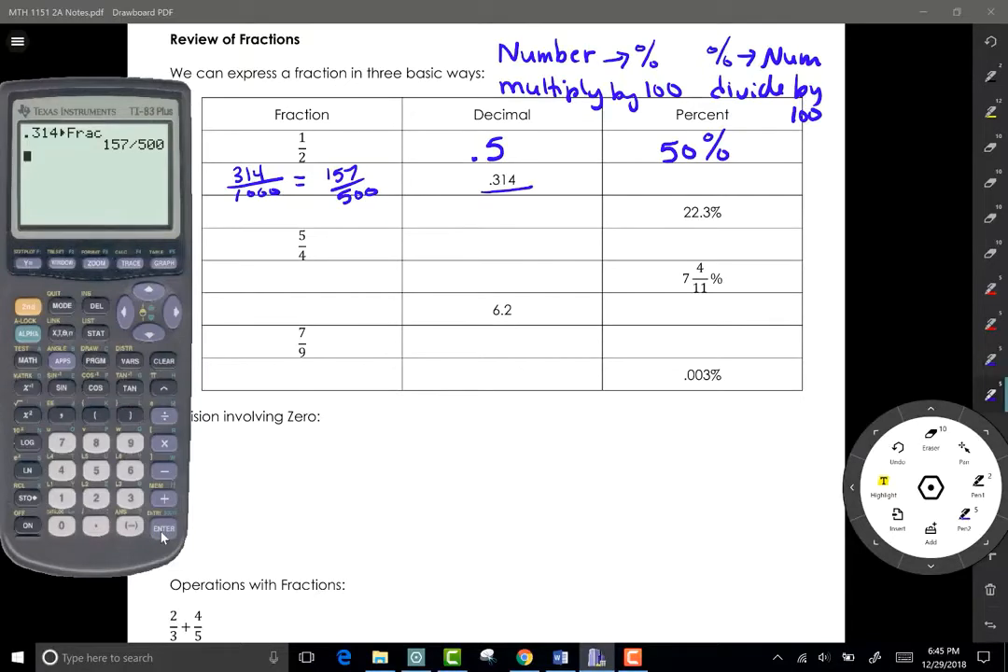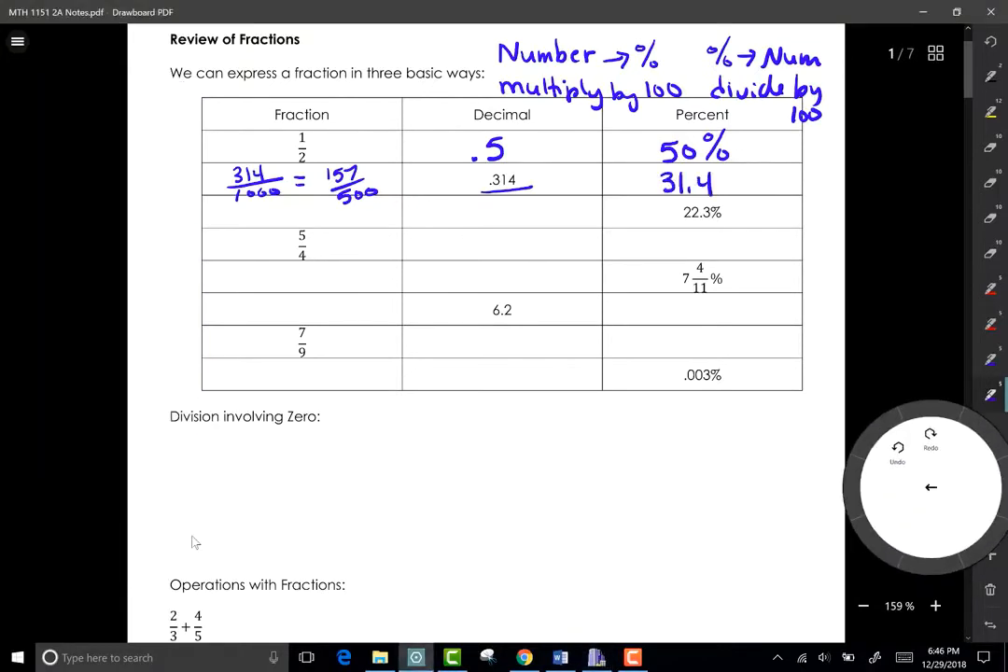Now I want to write this as a percent. When I want to write a number, whether it's a decimal or a fraction, into a percent, I need to multiply by 100. So I can take my 157 divided by 500, or I can take the 0.314. Either way, it's going to give me the same answer, and I'm going to multiply by 100. So times 100. That's going to give me 31.4. And because it's a percent, I want to make sure I put that percent symbol in there.